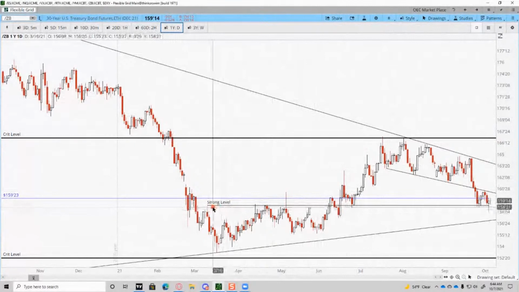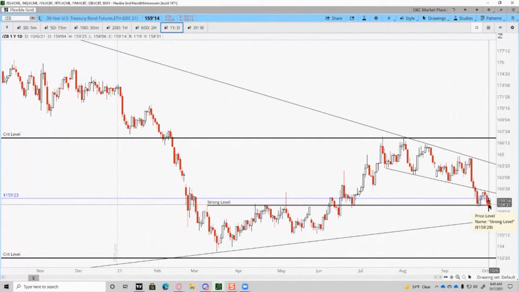Got this critical level, and we've got the strong level. So very strong level. It's held at the moment. If it breaks here, there's going to be a lot to think about. As bonds go down, interest rates go up. Banks love that. Technology companies do not love that. So we're in a little bit of a catch-22.